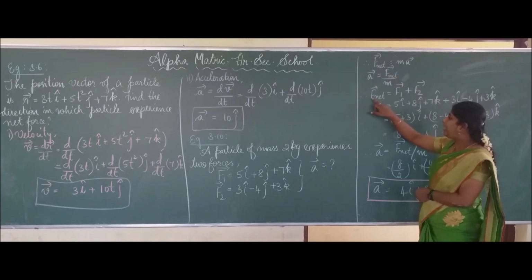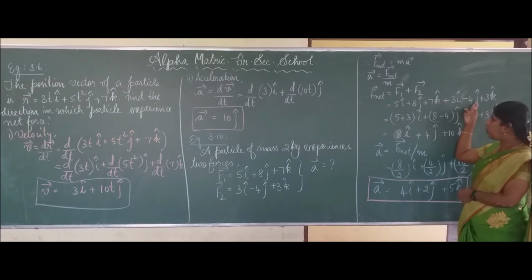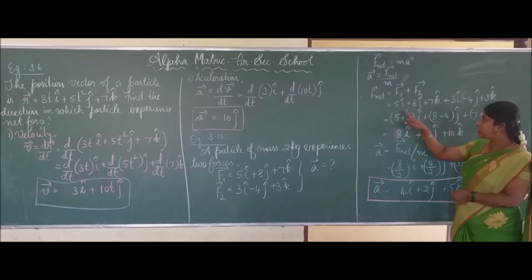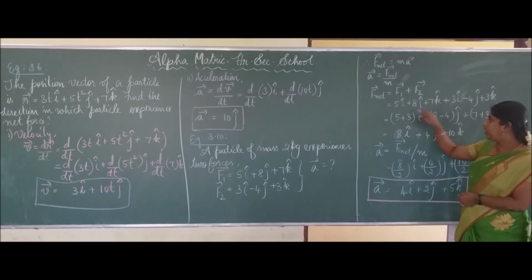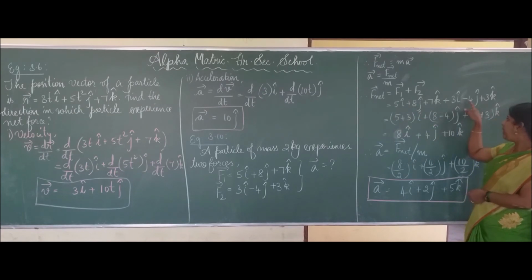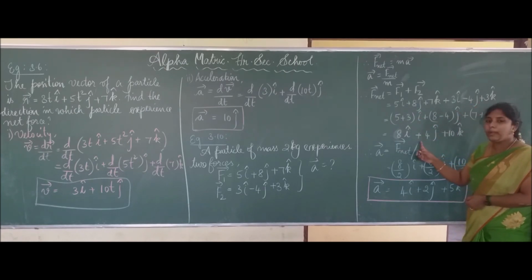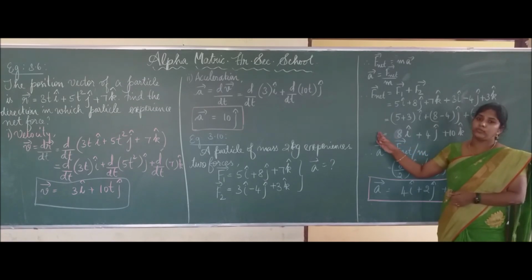So this F net value is what? F1 vector plus F2 vector. By adding these two, we can get this value. Here the F1 value has an I cap and F2 also has an I cap term. So 5 plus 3 is 8 I cap. And 8 j cap minus 4 j cap, we get plus 4 j cap. And 7 k cap plus 3 k cap, so we get 10 k cap. This is the total force value.